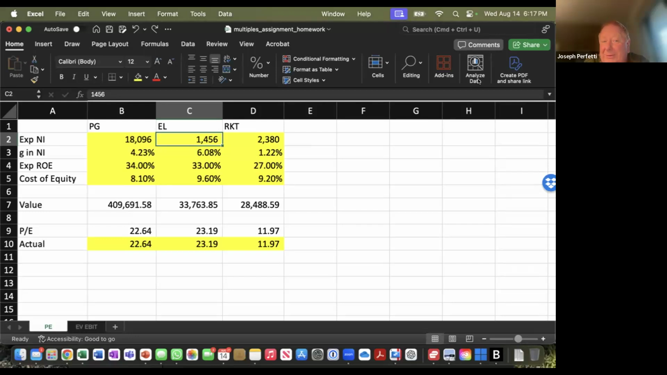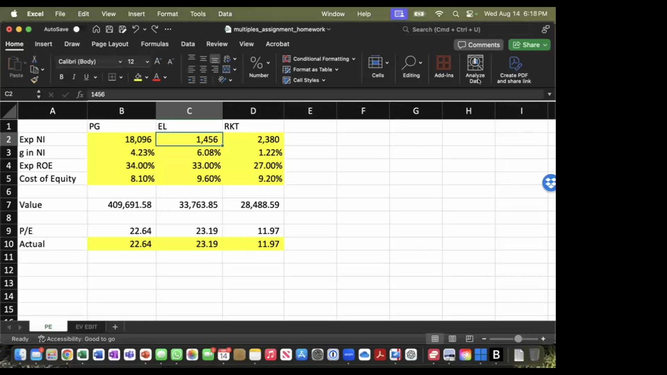Anybody have numbers dramatically different than this? Yeah, my cost of equity is wrong, but I figured out I use the WACC, not the. Yeah, a lot of data. Yep. A lot of data transpose. Yeah, I mean, mine is different too because of the lower ROE I've assumed, Professor.